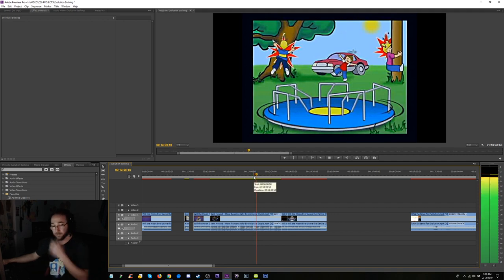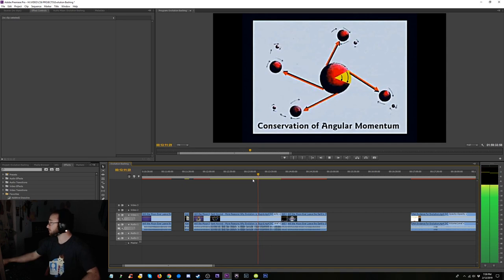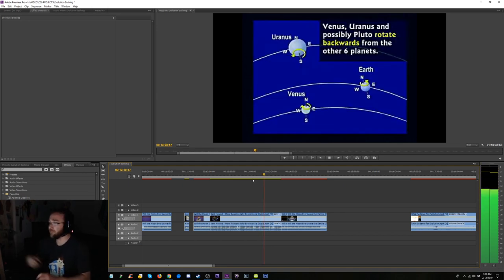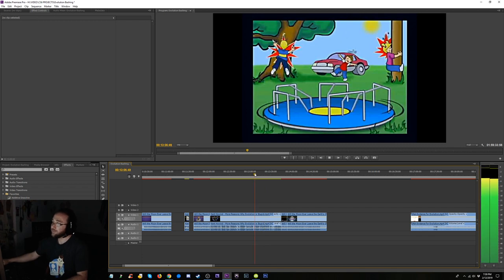Conservation of angular momentum says spinning objects break apart and the fragments spin the same direction. So when they tell you that it all came from a spinning dot, it's silly. It violates common sense laws. Two planets, Venus and Uranus, are spinning backwards.